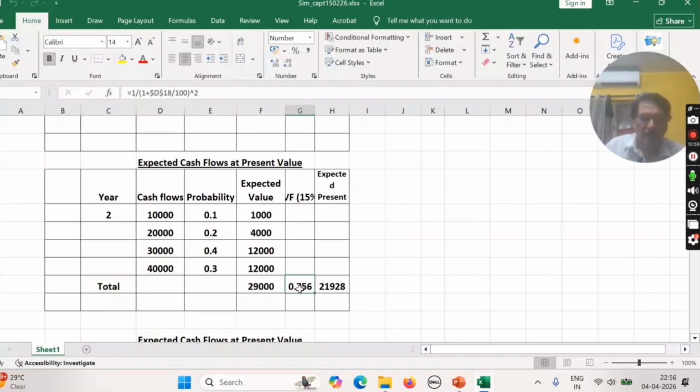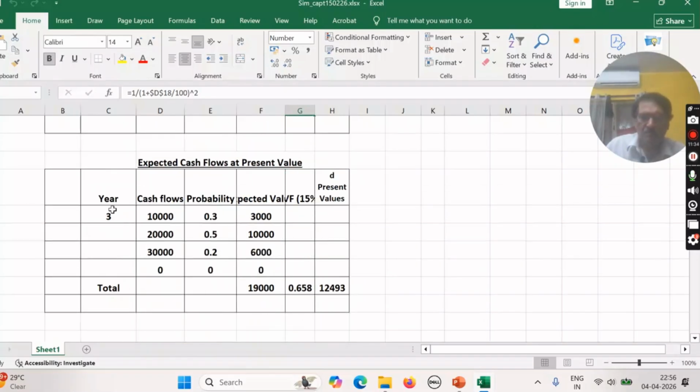The present value factor for 15%, as it is after 2 years, would be 0.756, and the formula has been used here. You can see the power is 2 as it is after the second year. If you multiply this with this, you will get the present value of the cash inflows received after the second year. The total expected cash inflows at present value will be this.